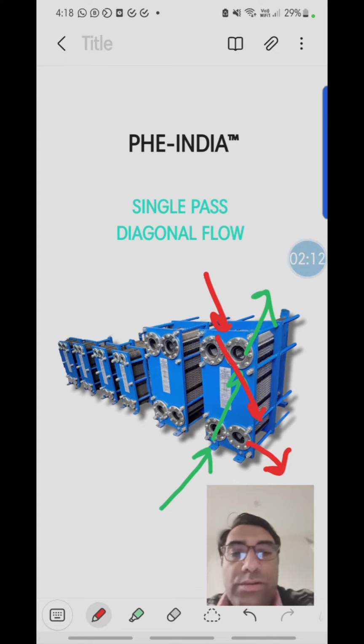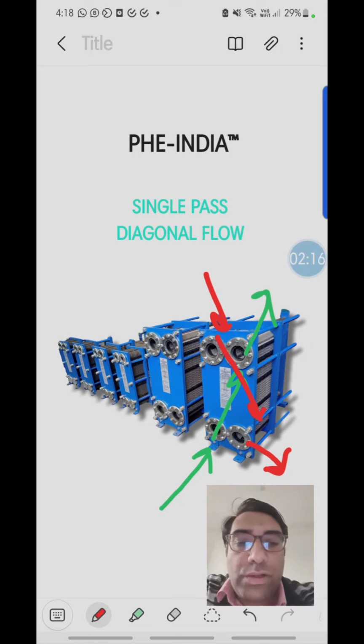I hope this information has been helpful and it will help you troubleshoot your problems in heat exchangers. In future videos we are going to cover 3 pass, 2 pass, multi pass and other important information on the heat exchanger. So I hope this was helpful.